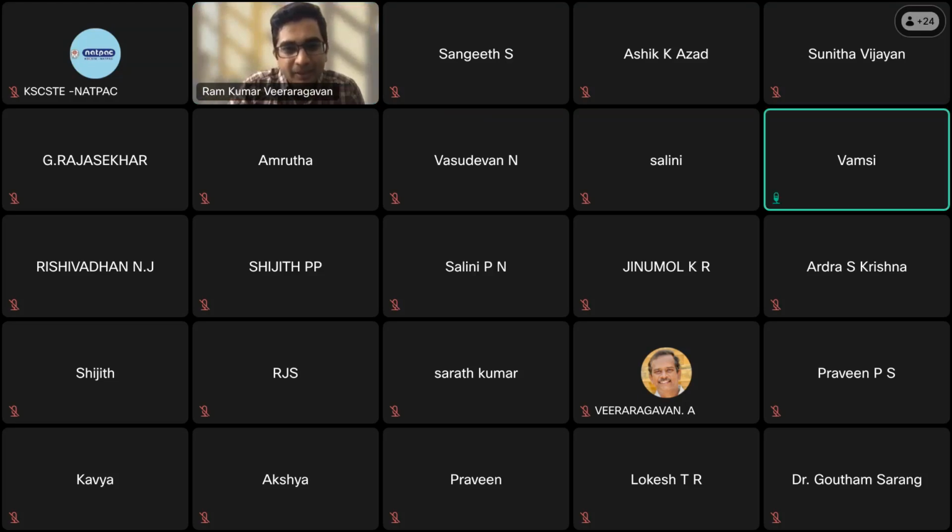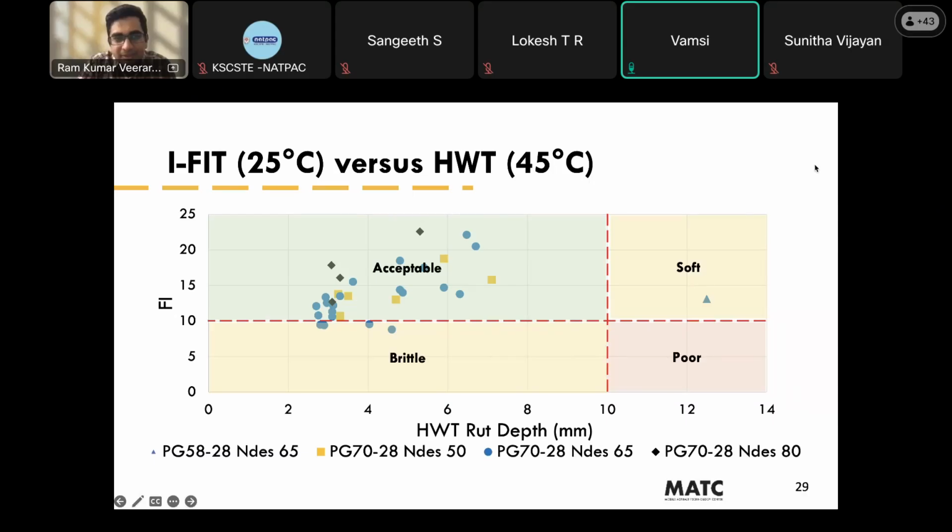The other question is about slide number 29, where you presented the performance space diagram between the Hamburg wheel tracker and the I-FIT. The minimum criteria presented are 10 and 12.5. If you look at the same kind of PG 70-28 and design 65 mixes, the majority of the mixes lie around 10, and some of the mixes are way beyond the criteria.